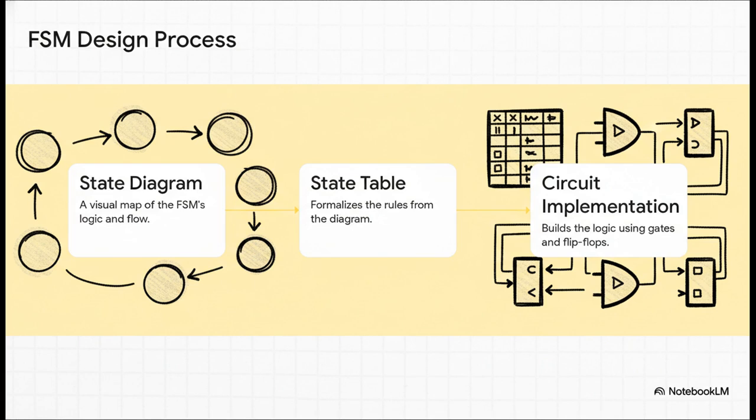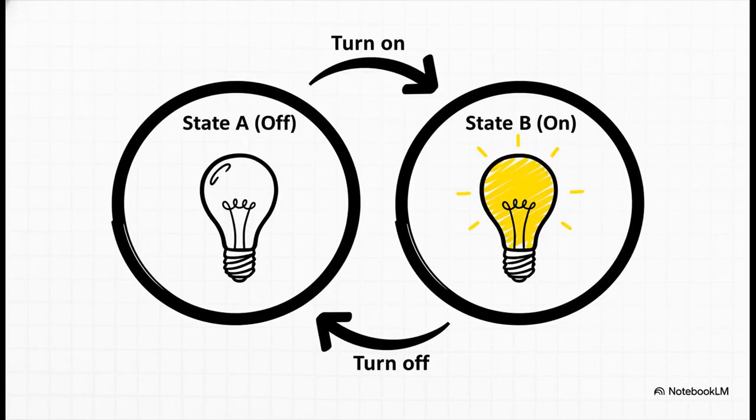First, you draw up a state diagram. This is like the visual blueprint for how the whole thing is supposed to behave. Second, you take that visual map and you turn it into a state table, which is just a way of writing down all the rules in a formal, organized chart. And then finally, that table becomes the guide for building the actual physical circuit out of basic electronic parts called logic gates.